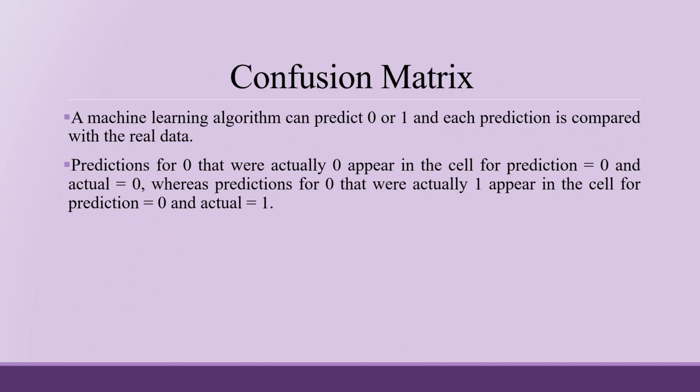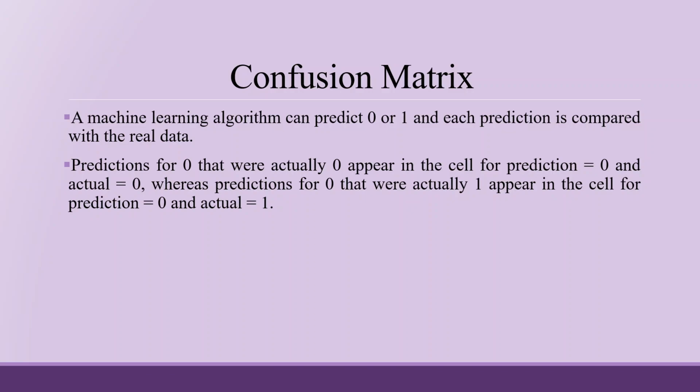First, we will see the confusion matrix. A machine learning algorithm can predict 0 or 1, and each prediction is compared with the real data. Predictions for 0 that were actually 0 appear in the cell for prediction equal to 0 and actual equal to 0. Whereas predictions for 0 that were actually 1 appear in the cell for prediction equal to 0 and actual equal to 1.